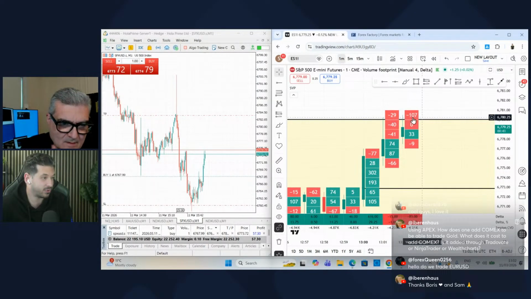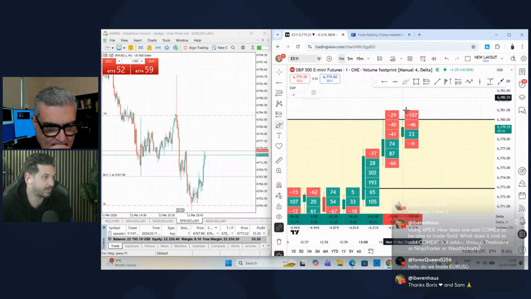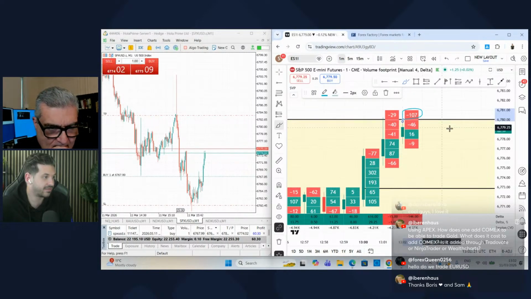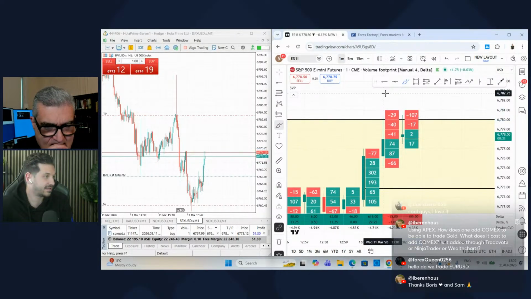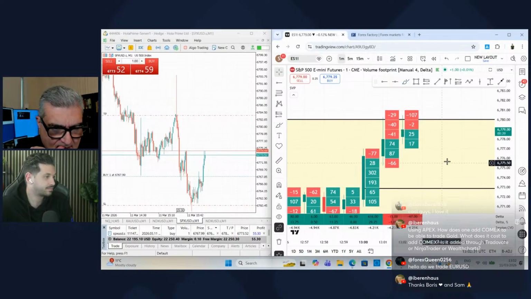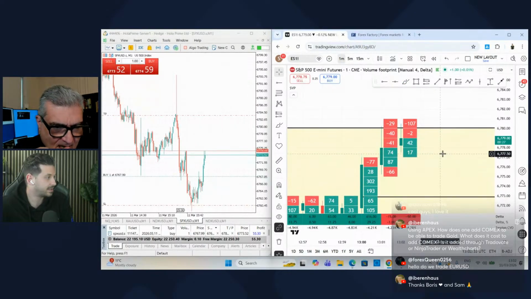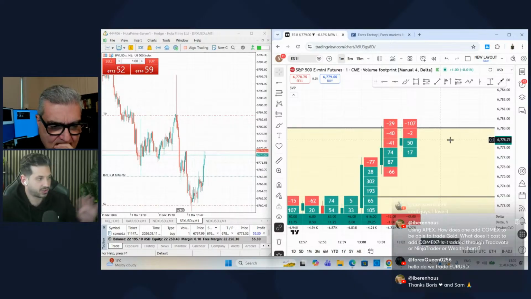Now we've got a bit more sellers coming in. We really want to break above these guys here. We don't want to give them any kind of room to push this market down. If they start becoming a bit effective, it starts looking a bit troublesome for the buyers. But so far, it's not terrible.